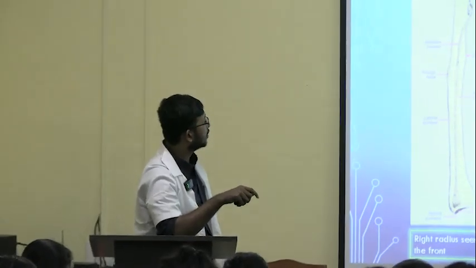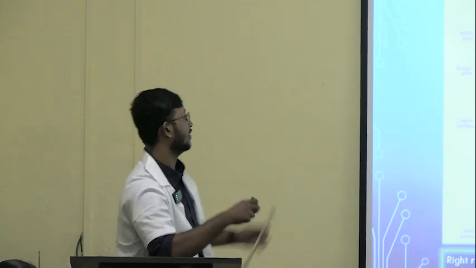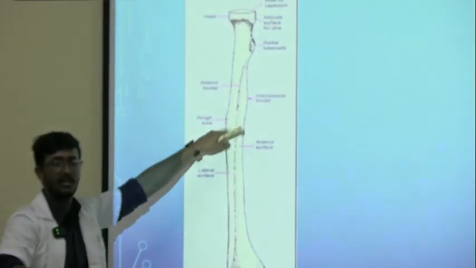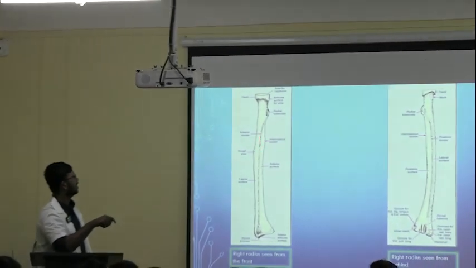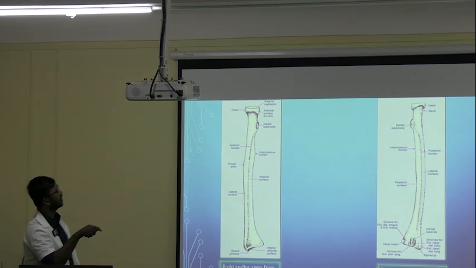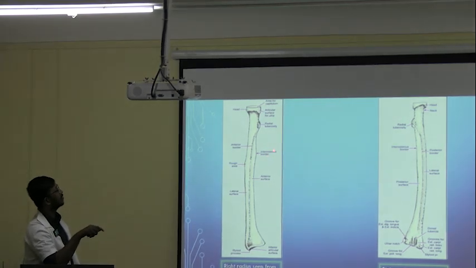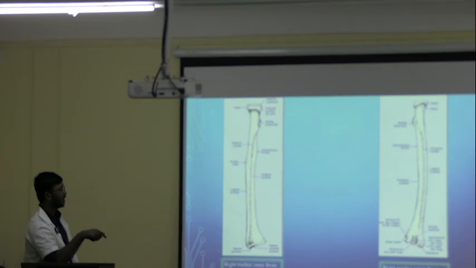Now between the anterior border and the interosseous border, this surface is the anterior surface. This part is the lateral surface, and between the interosseous and posterior borders we have the posterior surface: anterior, posterior and lateral.